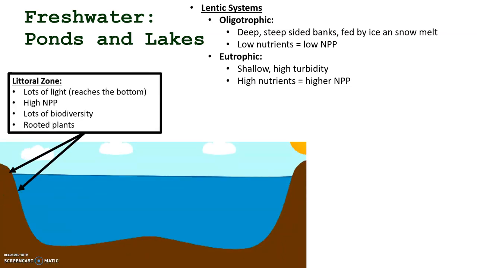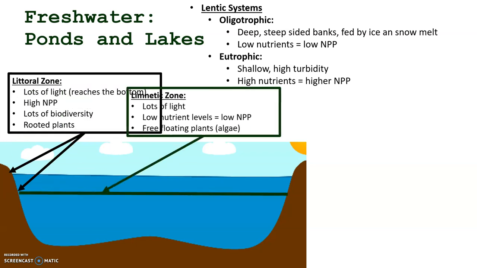And if we look at this lake, we have different zones. So we have the littoral zone, with lots of light, which reaches the bottom. There's high net primary productivity. Remember, you need light in order for plants to grow. Lots of biodiversity in this area, and rooted plants along the side there.